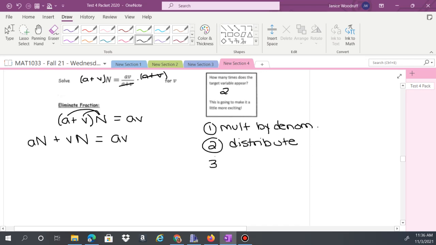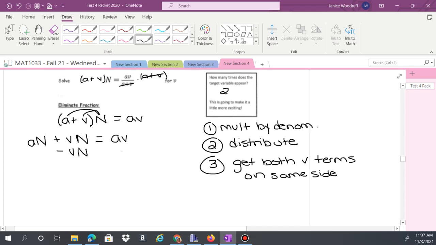Okay, then you're going to group the v on the same side. So get both v terms on the same side of the equal sign. Okay, so this vn, I'm going to subtract, so it comes over here. Okay, so I have a, n. I can't actually subtract those, they aren't the same letters. So this is av minus vn.